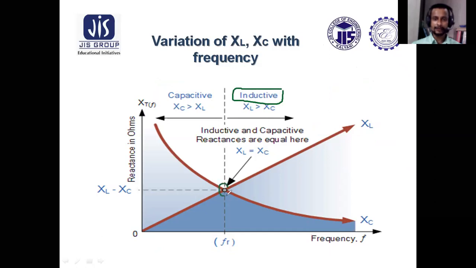But at resonance, as XC is decreasing and XL is increasing with increase in frequency, at a particular frequency these two will meet at a point. That frequency is known as resonant frequency. So at this frequency, resonance will occur when XL becomes XC. So the circuit at this point will behave as a purely resistive circuit. Clear? So this is the variation of XL and XC with respect to frequency.